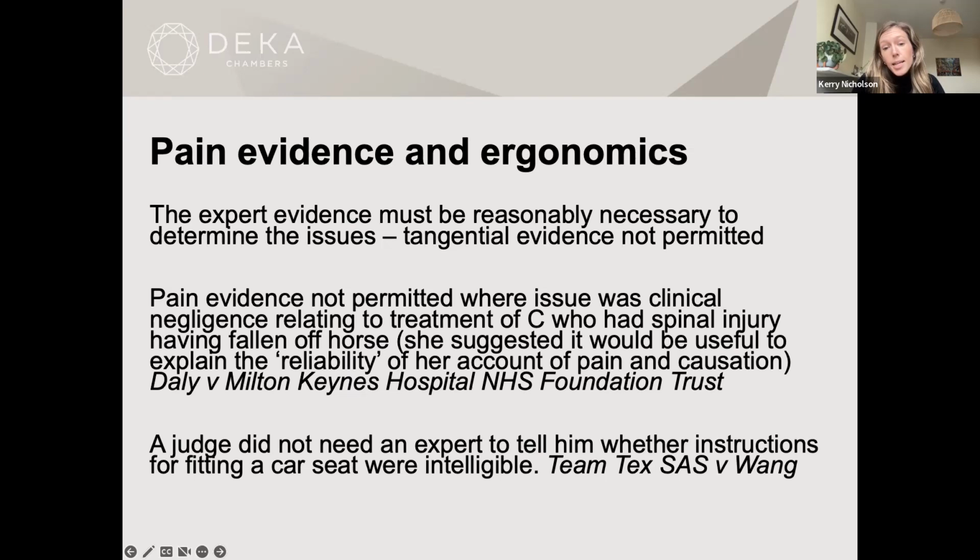In the case of Team Techs, SAS and Wang, permission for an ergonomics expert was refused in respect of the clarity of instructions for fitting a car seat. In that case, what the court had to decide was whether a person of reasonable intelligence was going to be able to follow the instructions. It was held that an expert wasn't needed to tell a judge whether or not instructions were reasonably intelligible. So the question remains: is the expert evidence reasonably necessary to determine the issues in the case?